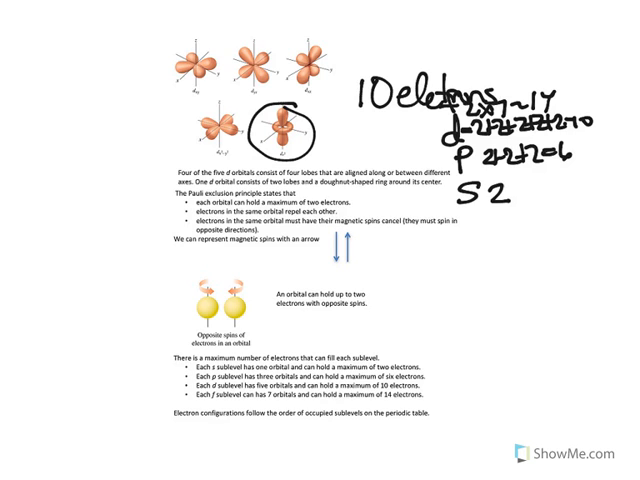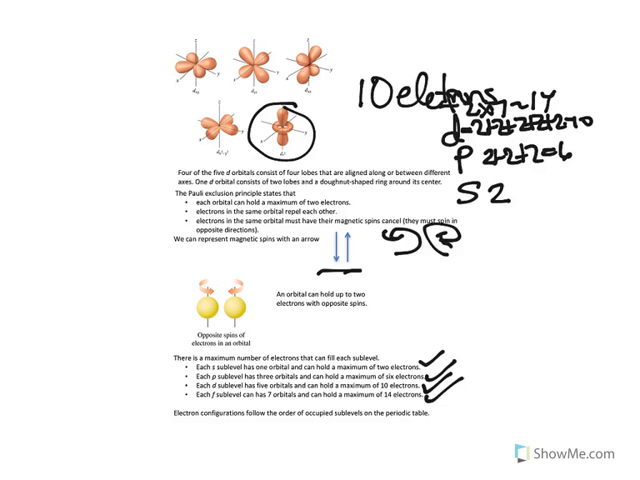Electrons within the same orbital, meaning the two that are sharing a space, repel each other. They don't want to be very close to each other if they can avoid it. They must also be spinning in opposite directions, clockwise or counterclockwise. We represent these magnetic spins with arrows, up and down, showing opposite spins. So there is a maximum number of electrons that can fill each sublevel: 2 for the S, 6 for the P, 10 for the D, and 14 for the F.